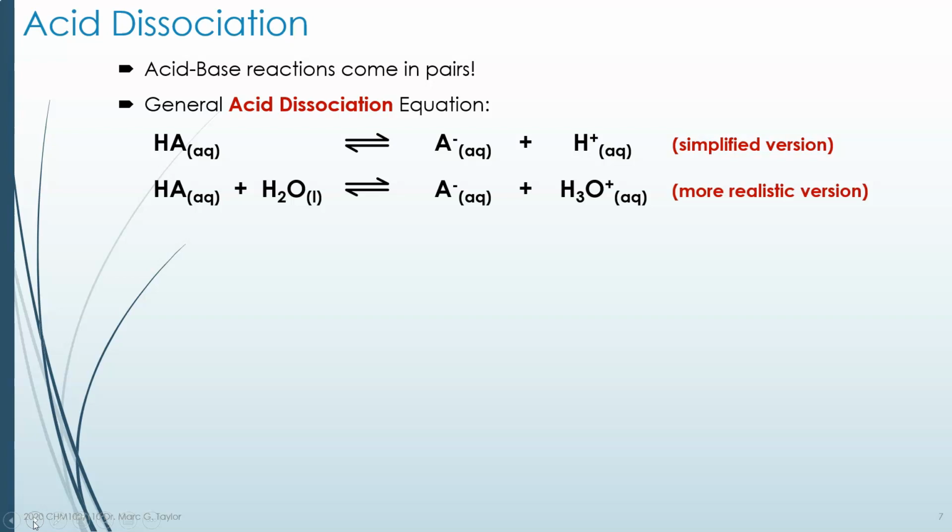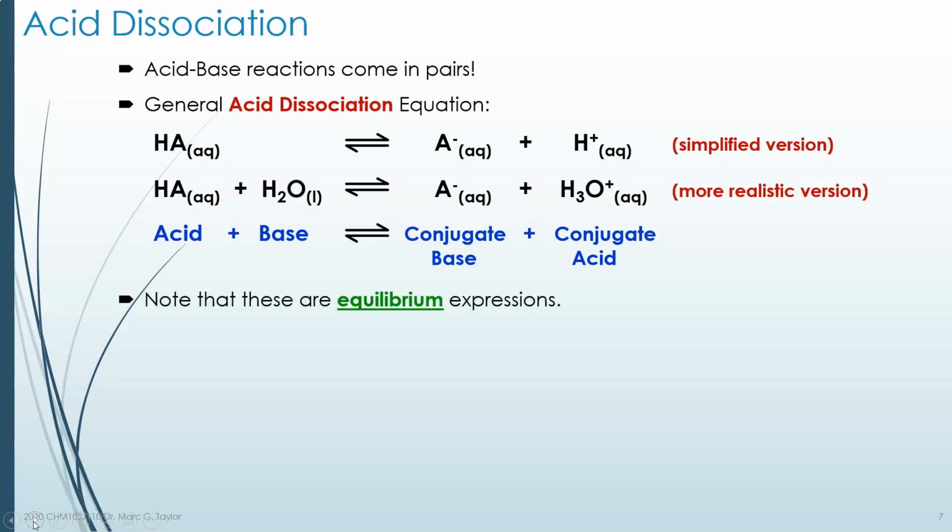Acids react with water. If there's no other base there, the water will act as a base and pick up the proton directly, and you'll still produce this anion, A minus, that's dissolved in water, but you'll generate aqueous hydronium ions. So again, you have an acid and a base producing a conjugate base and a conjugate acid. And this is always going to be true in any acid-base reaction. They always come in pairs. So these are equilibrium expressions, meaning they can go back and forth. But if they're strong acids, they don't go back and forth. They just go forward, and that's it.